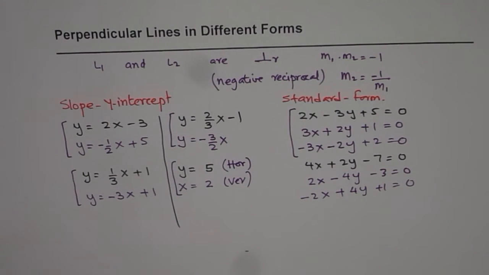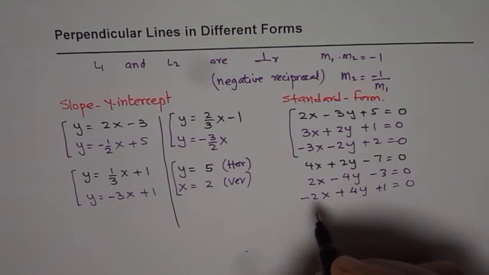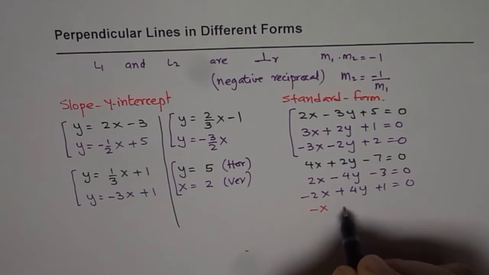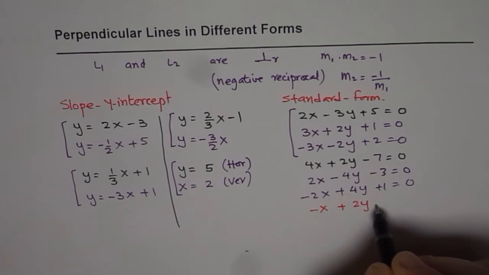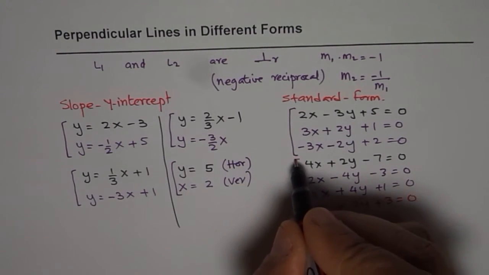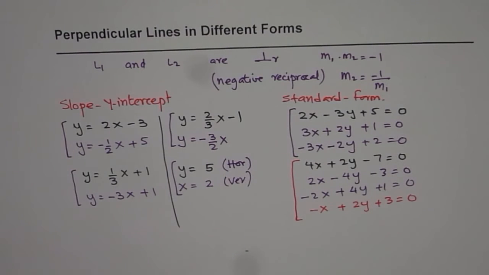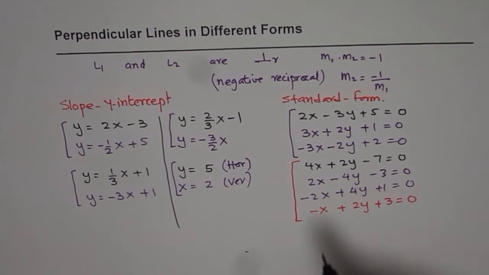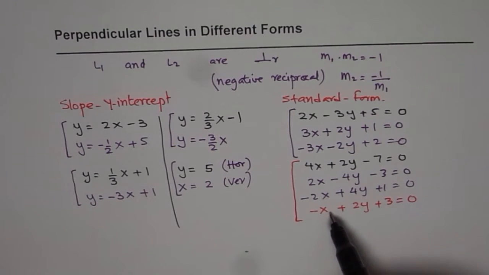So in that case, a line whose equation is minus x plus 2y plus, let us say, 3 equals 0 is also perpendicular, right? So in case we have a common factor, we could divide by that common factor and then again write the equation. So that is how you can get the equation of perpendicular lines when given in standard form.